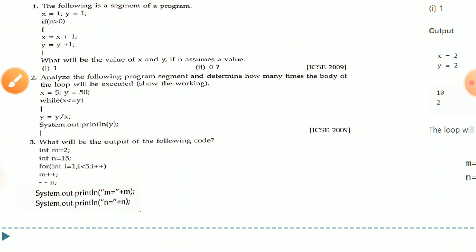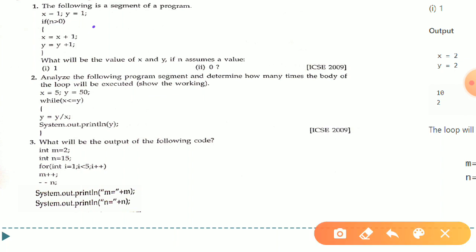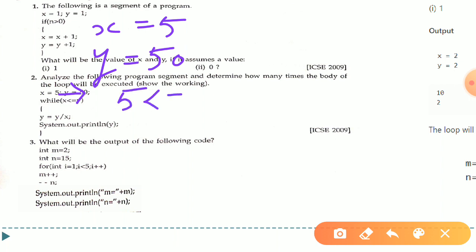So we are having the value of x equals to 5 and the value of y equals to 50. Now the while condition will be evaluated: x less than equals to y. For the first time this condition will be evaluated, means 5 less than equals to 50. The condition is true, so these statements will be executed.